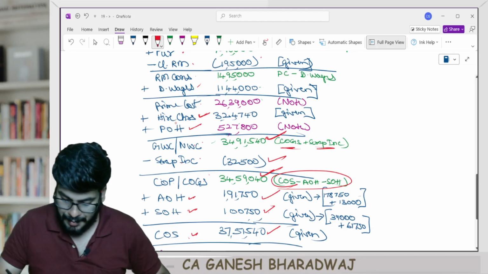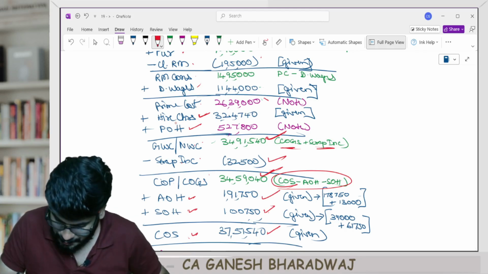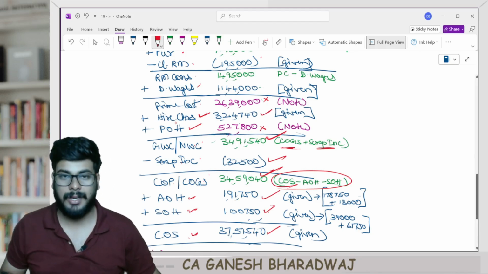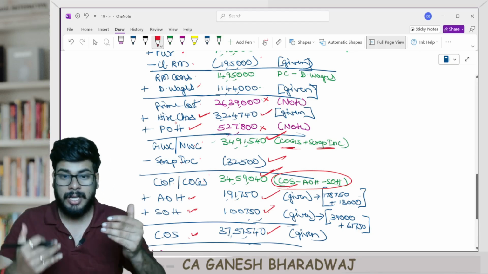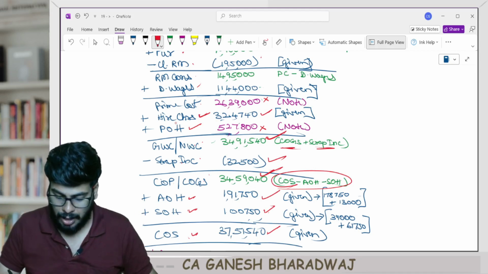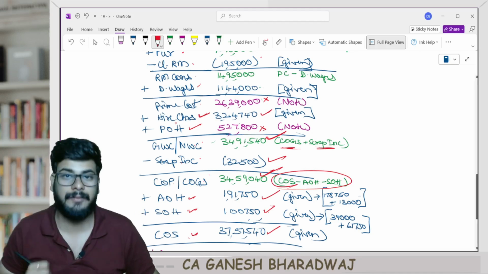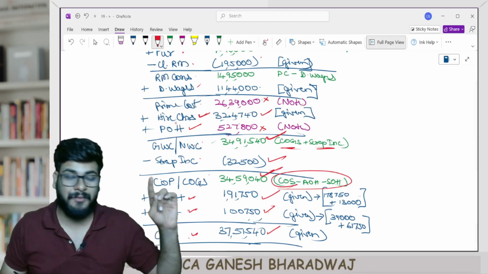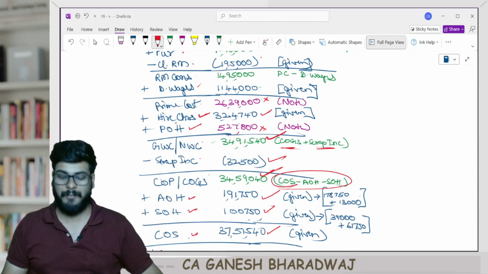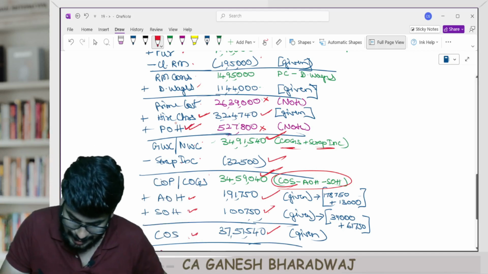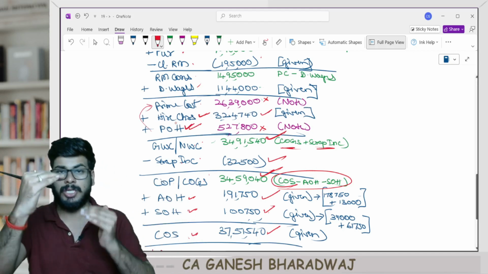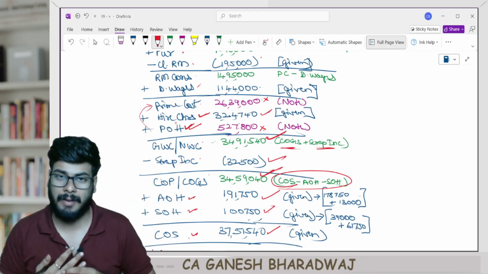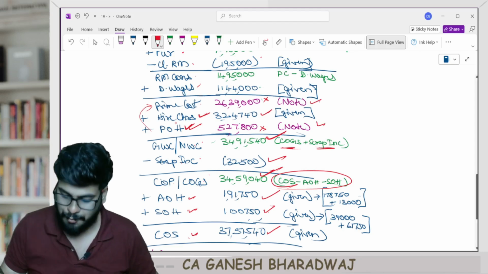Now what happens? Here, if you see, this figure is not available, and this figure is also not available. Only one figure is available with us, which means you can't use the balancing figure approach because there are two missing figures here. Now what do you do? Read the question. They have given that factory overheads is 20% of prime cost. This POH is expressed as a percentage of prime cost. With this, we can frame an equation and arrive at the prime cost value. Correct? This is the reason why I have put up a note here.